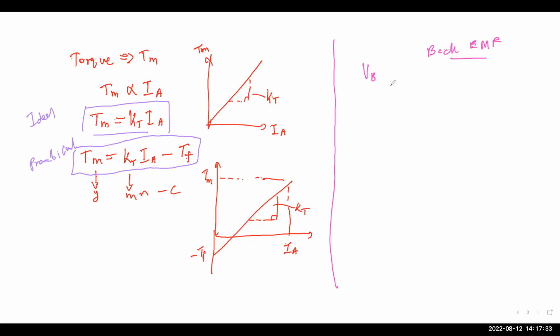So back EMF, you know that it's directly proportional to the shaft speed, right? We take the shaft speed as omega m. So then we can once again write this with the proportionality constant Kb and omega m. So this we can call the back EMF constant, right? Kb is equal to the back EMF constant. So we got this, right?